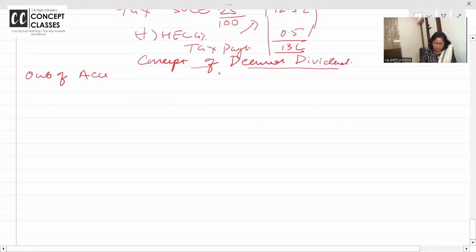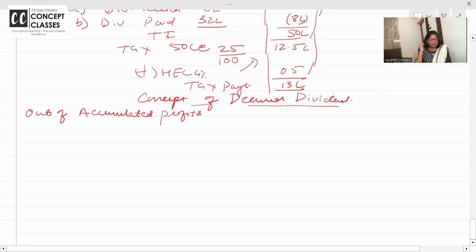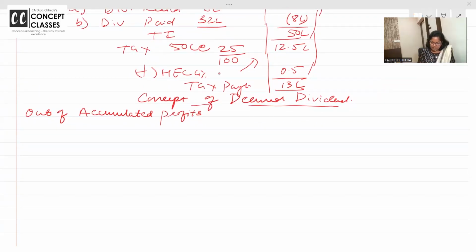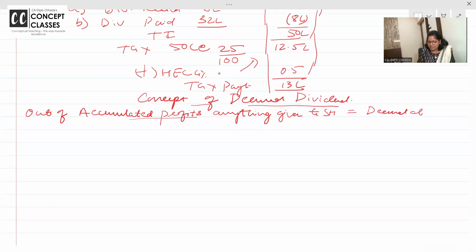If you are comfortable reading law-like language from the book, then this is all given in your material on page number 221. Out of accumulated profits, anything given to a shareholder is treated as deemed dividend, taxable in income from other sources.